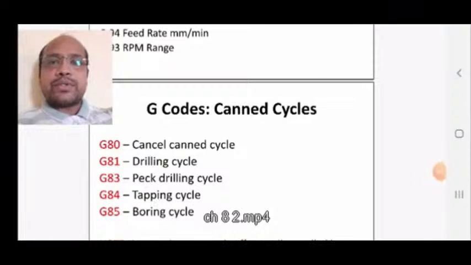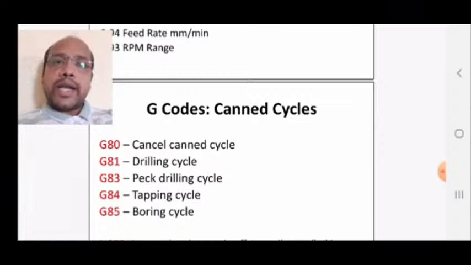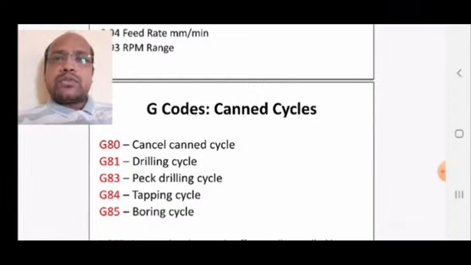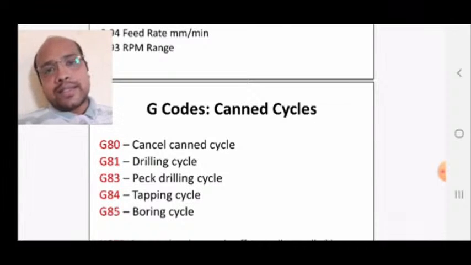Students, this is Professor Kulkarni. Today we are going to see the next part of chapter number 8, canned cycle. So let us see first of all what a canned cycle is. A canned cycle means whenever you want to do any kind of manufacturing operation again and again, you have to use a canned cycle.